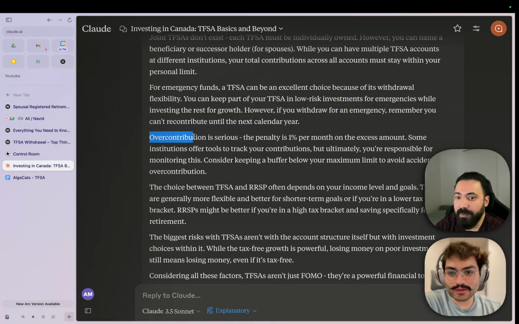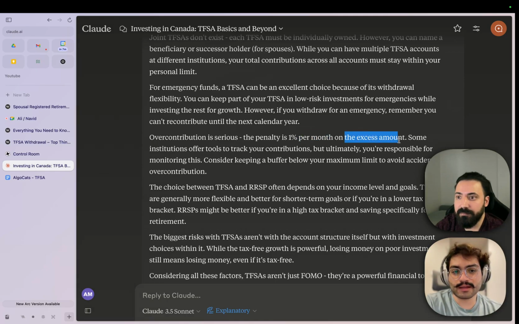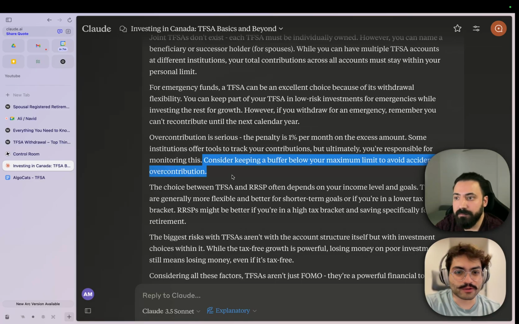So moving on, over-contribution has a penalty if you go over that limit. This says the penalty, which you need to verify, is 1% per month on the excess amount. So it's not annual. Some institutions offer tools to track your contributions, but because the limit is the sum of all your accounts, it is your responsibility. And it's suggesting to keep a buffer below your max limit. Yep.